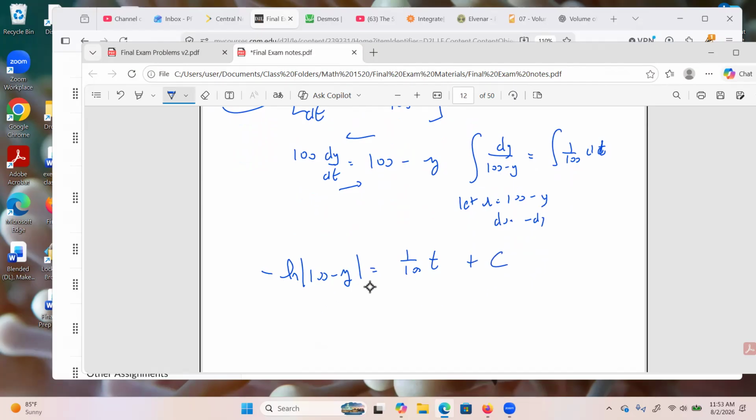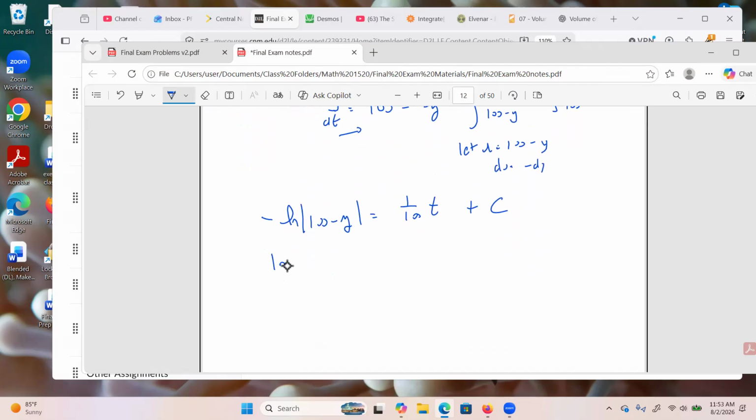I'm going to go ahead and multiply by negative 1. So we have natural log of 100 minus y equals negative 1 over 100 t, still plus a constant. Whether it's minus a constant or plus a constant, it's still a constant. A negative constant is the same as a positive constant. They're both constants. We're just going to leave the negative sign and not worry about it.